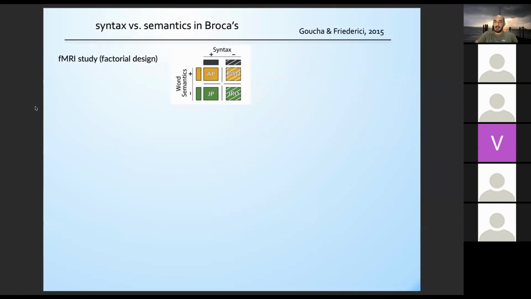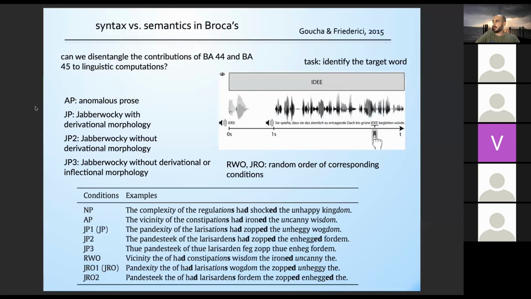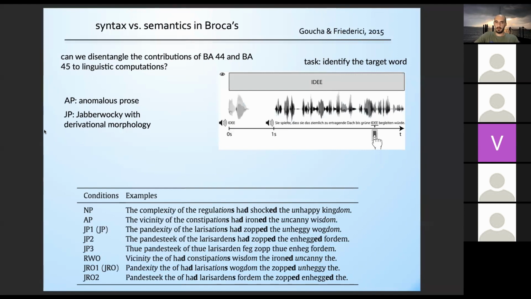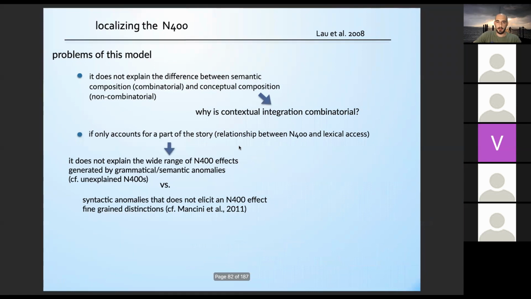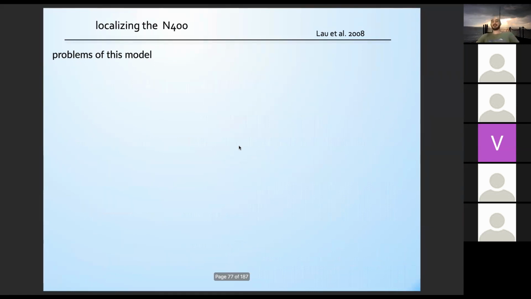So the last time, if you remember, oh my God, look at this. Can you hear me? Yes. Good. Right. So we ended with talking about this model by Lau et al, right? That okay, good. Yeah. So right, this one.